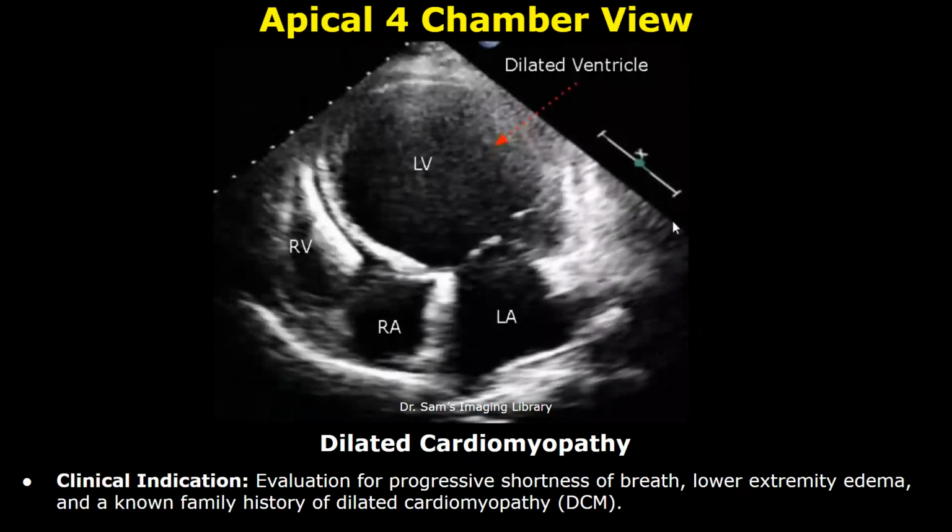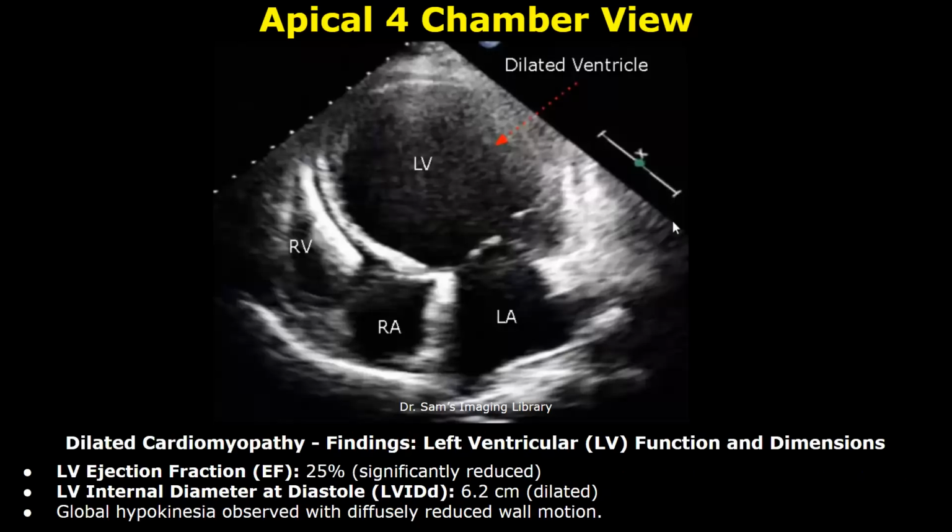This report is of dilated cardiomyopathy. Clinical indications are evaluation for progressive shortness of breath, lower extremity edema, and a known family history of dilated cardiomyopathy. The ejection fraction is 25%, which is significantly reduced. The LV internal diameter at diastole is 6.2 centimeters. It is dilated. Global hypokinesia observed with diffusely reduced wall motion.